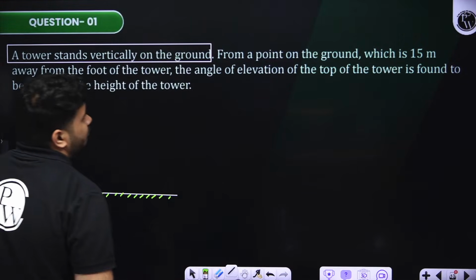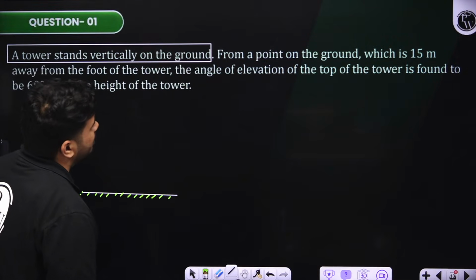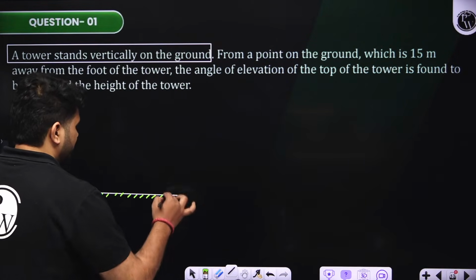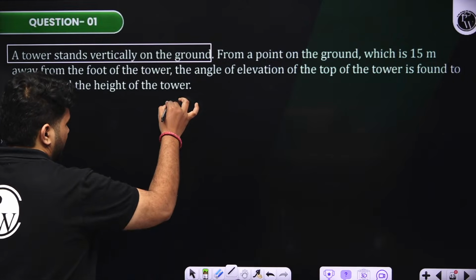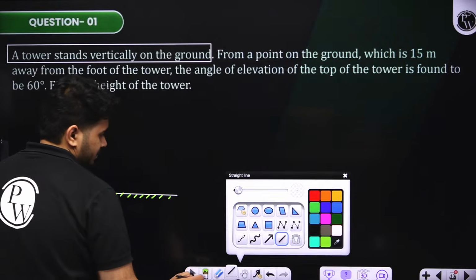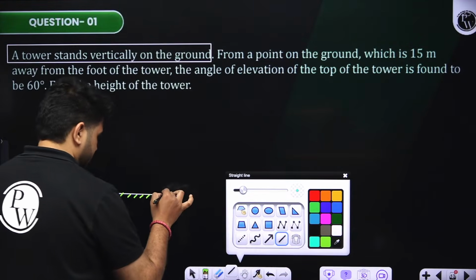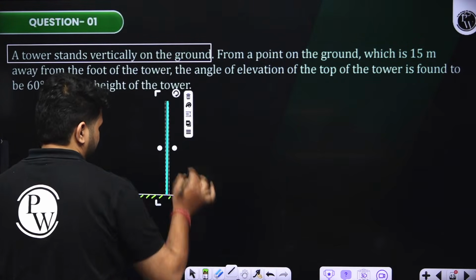They are telling that from a point on the ground which is 15 meter away from the foot of the tower, the angle of elevation is found to be 60 degree. One tower is there. Suppose this is the tower we have.